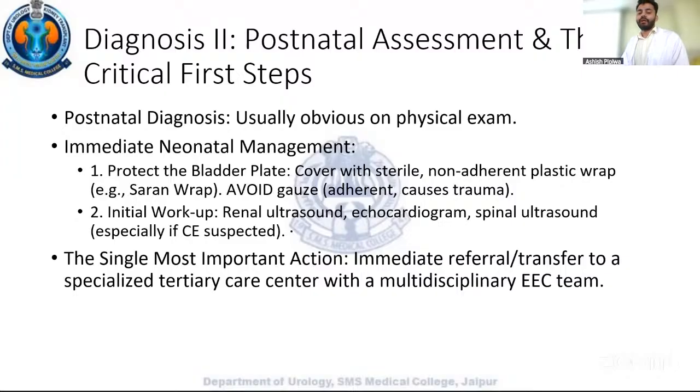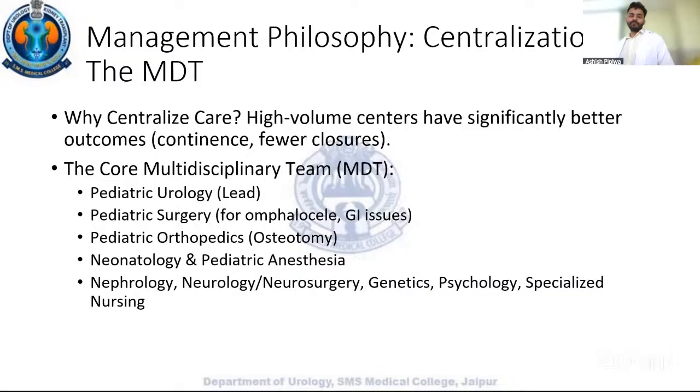The initial workup is that we have to do a renal ultrasound to rule out any further anomalies, an echocardiogram, and a spinal ultrasound, especially if cloacal exstrophy is suspected. And the single most important step is to refer the patient to a specialized tertiary care center which has a multidisciplinary team for the management of the exstrophy-epispadias complex. Why is centralized care important? Because high-volume centers have significantly better outcomes.